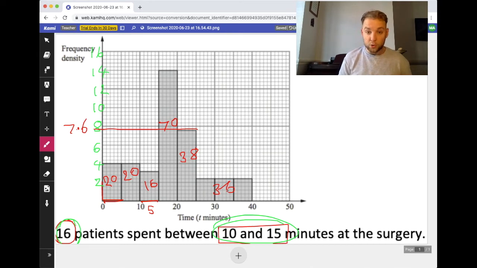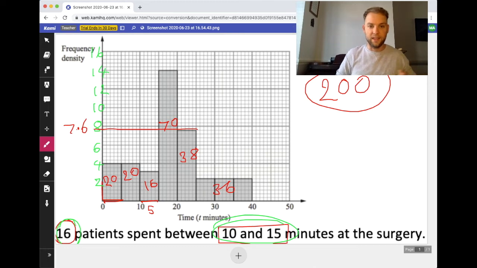To work out the total frequency, I'm going to add all these together. So it's going to be 20 plus 20 plus 16 plus 70 plus 38 plus 36, brilliant, which is 200. So that's a nice round number, which gives me a little indicator that this is right. It's not always the fact that it's nice though. Alright, brilliant. Hard question, that's really hard.